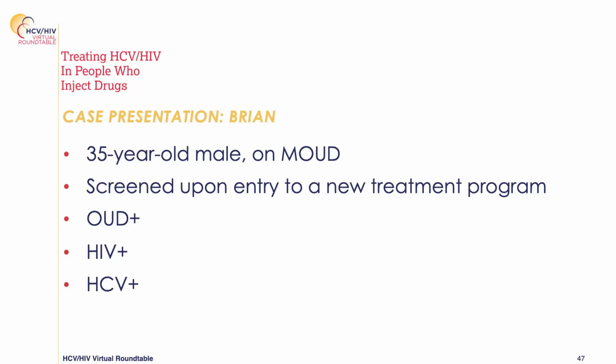Great. Well, why don't we move on to case number 4. Brian is a 35-year-old male with opioid use disorder who has been on medications for opioid use disorder. Screening upon entry to a new treatment program shows that he has both HIV and HCV infections. So Brian is positive for opioid use disorder, positive for HIV, and positive for HCV. Sandy, what are your thoughts?